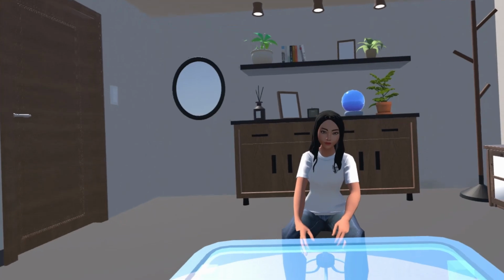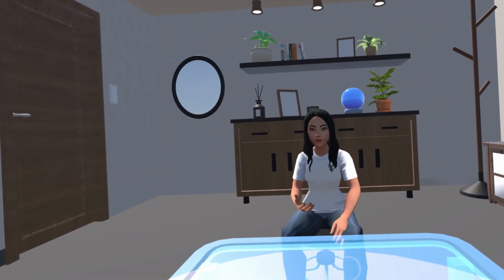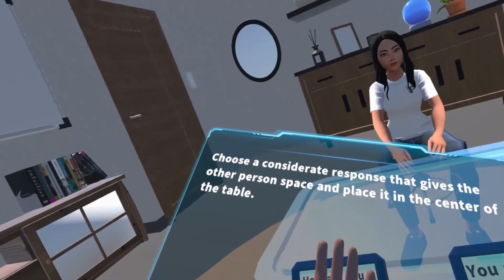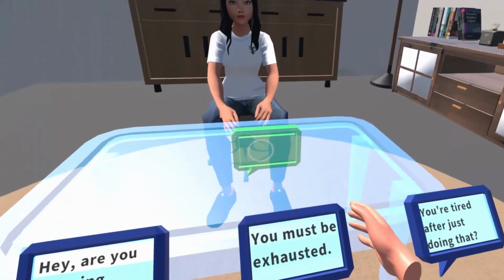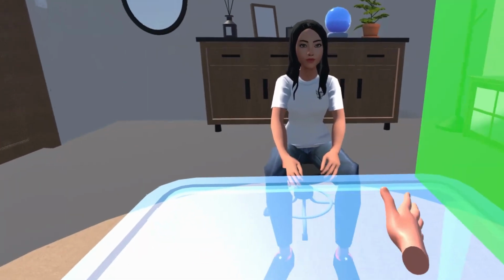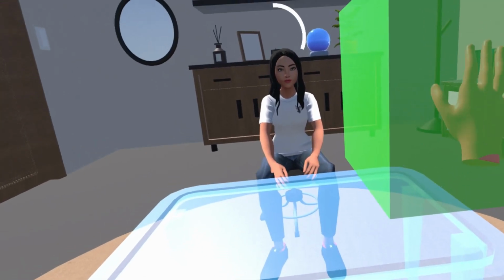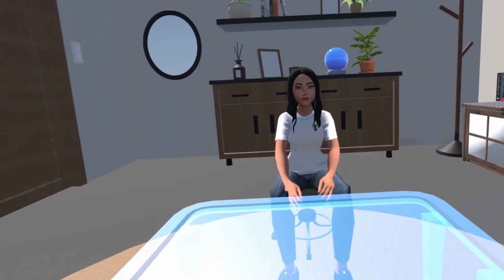Thank you for understanding. Choose a considerate response that gives the other person space and place it in the center of the table. You must be exhausted. Make eye contact and give a light wave to say hello, being careful not to disturb the other person's rest. Good job.